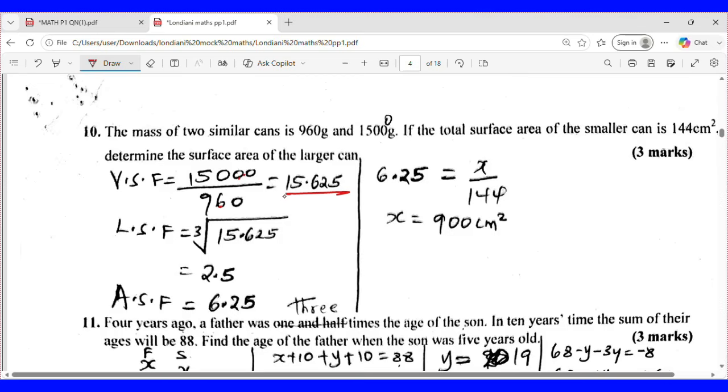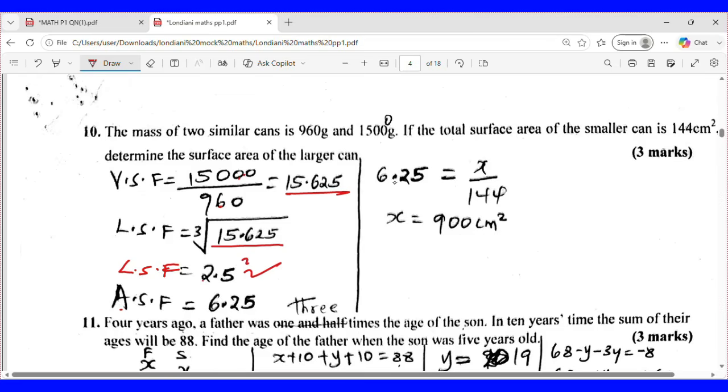So what we need first is the linear scale factor. The linear scale factor is equal to the cube root of the volume scale factor. So the cube root of this gives us 2.5. So this is the linear scale factor. Now, to get the area scale factor, it is the linear scale factor squared. So area scale factor is equal to 2.5 squared.